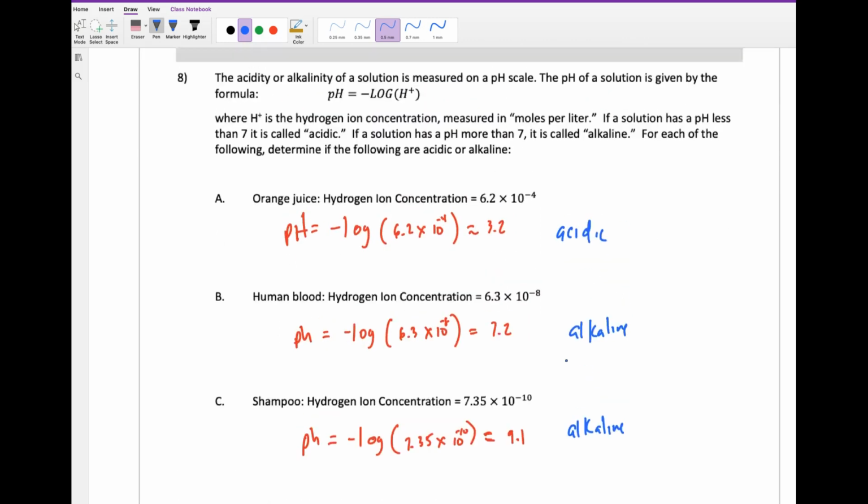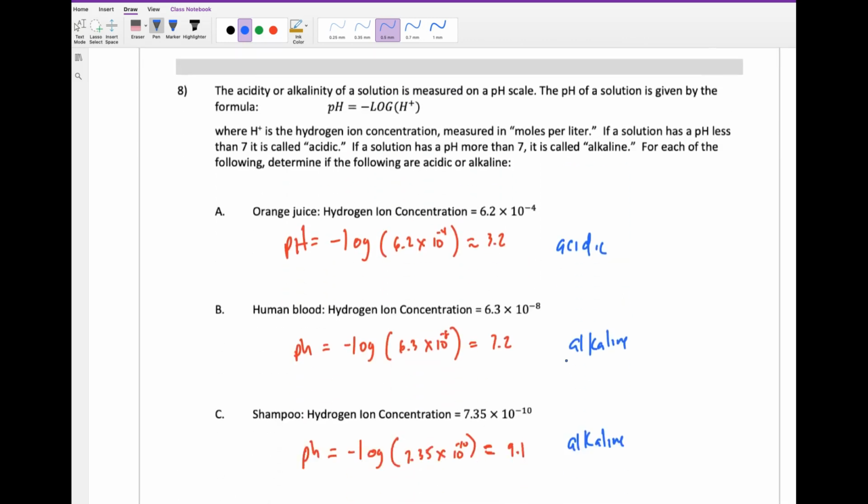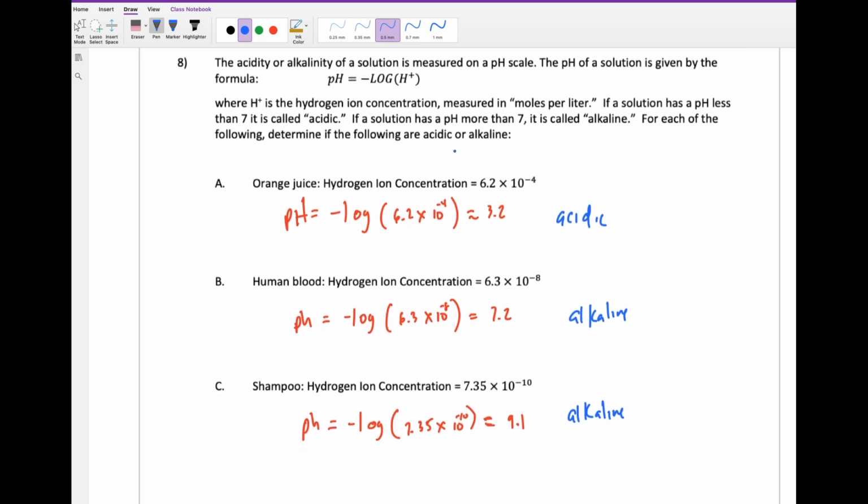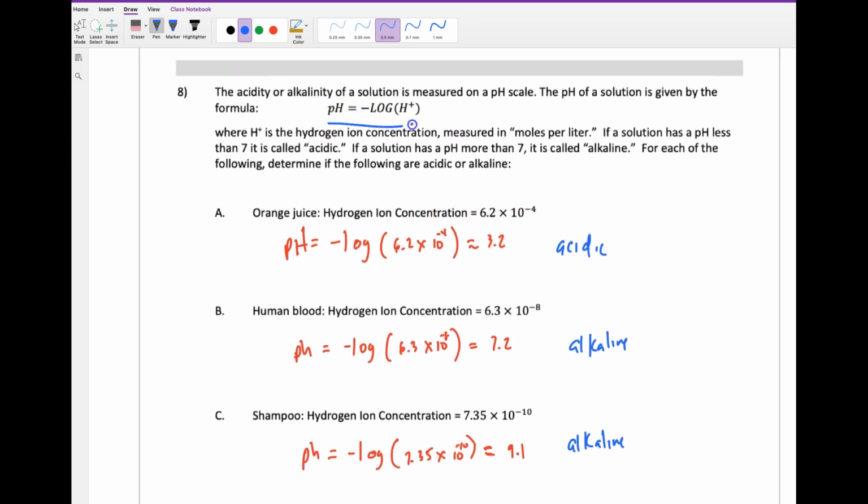One more application here, looking at measuring the acidity or alkalinity of a solution. Again, more of a chemistry situation, and again we have this equation here. It looks really complicated. pH is the pH level. The pH of a solution is given by negative log of H plus. H plus is the hydrogen ion concentration. So you're given that value, you just substitute it in, and then you get an answer.